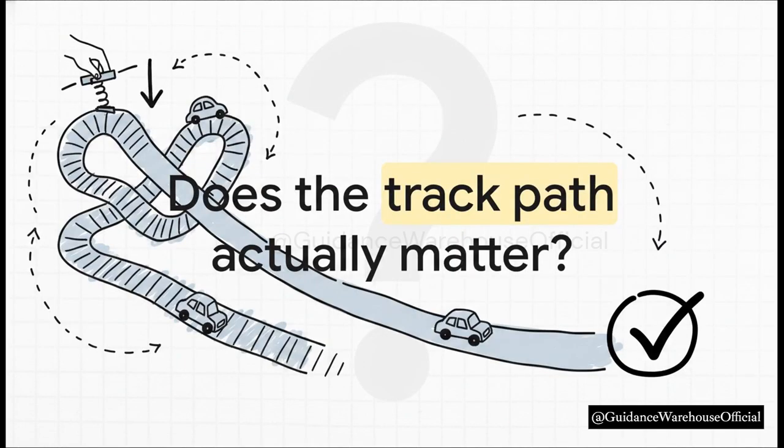Now you might be wondering, does it actually matter if the toy car takes a bumpy, incredibly steep track versus a smooth, really long track? It's a super common point of confusion. But think back to our earlier rule. Because the forces we're dealing with, gravity and the spring, are strictly conservative, the details of the path do not matter at all. Literally only the start and end points count.